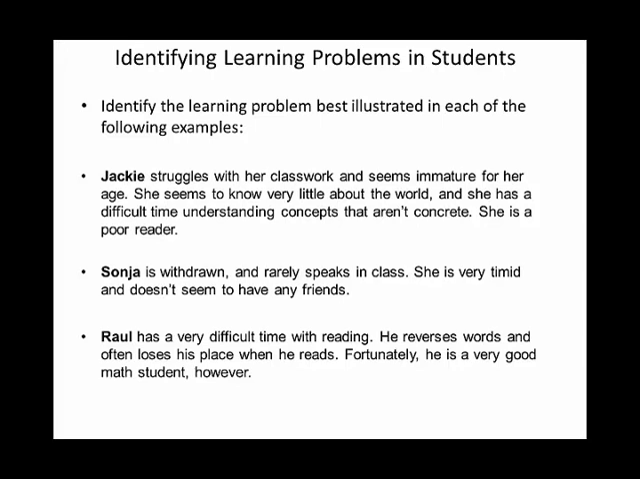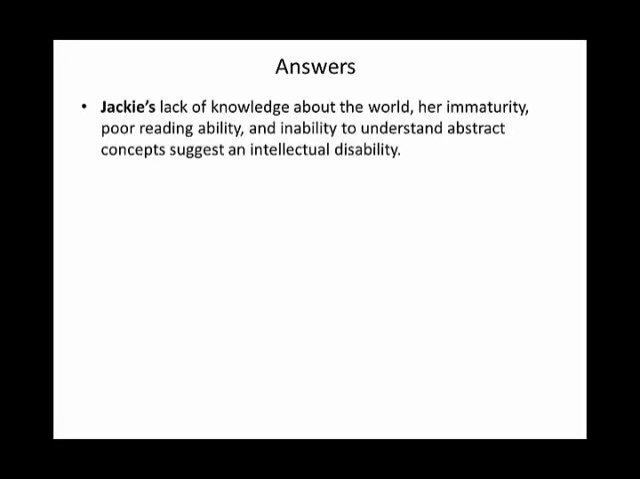Ready for those answers? The answers from the previous scenarios are going to be presented here. Starting first with Jackie. In her case, her lack of knowledge about the world, her immaturity, her poor reading ability, and the inability on her part to understand abstract concepts may suggest an intellectual disability. But of course, it's impossible to specify for certain without appropriate evaluation.